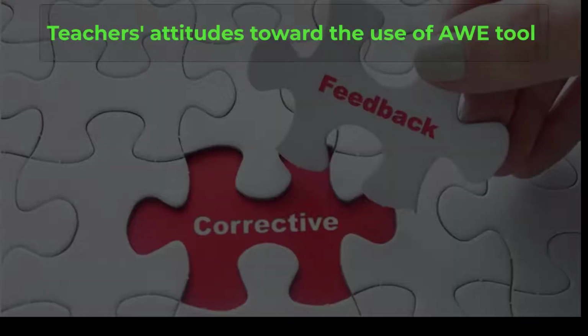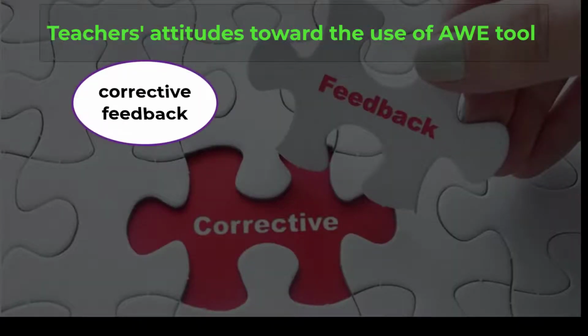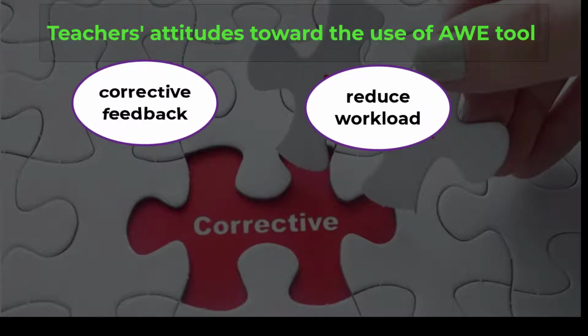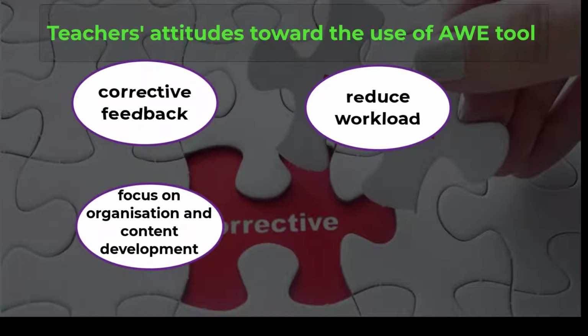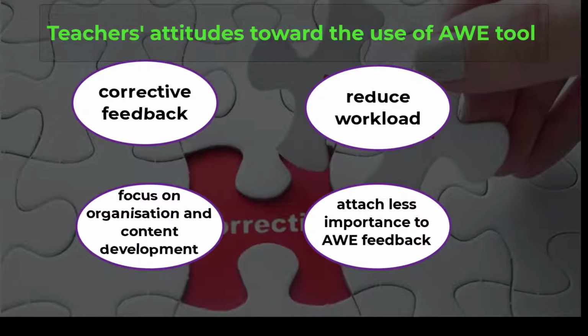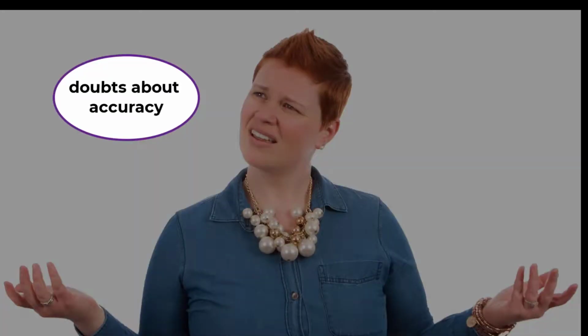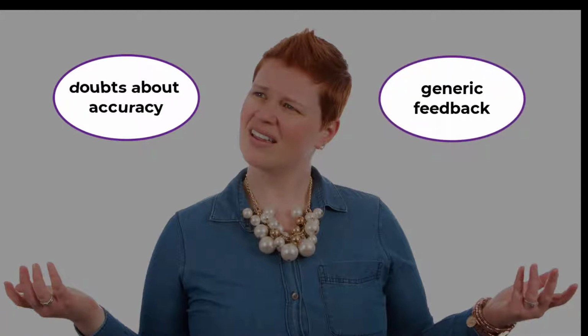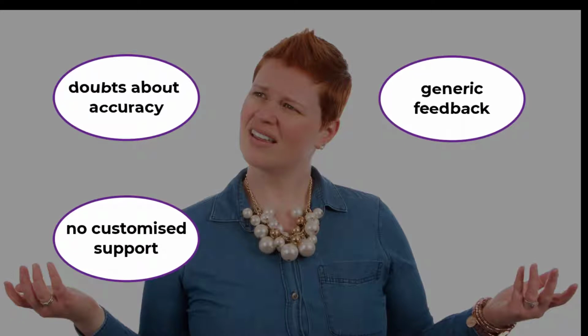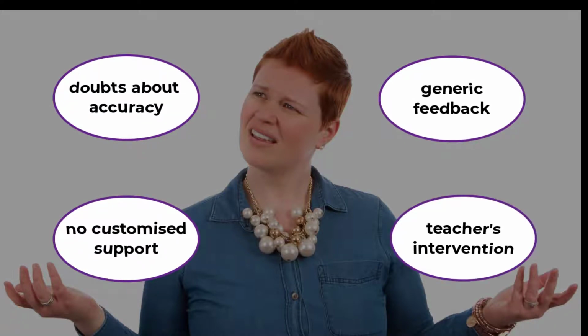Teachers mainly use the AWE tools for corrective feedback related to grammar and mechanics. This allowed tutors to reduce their workload by focusing more on content development and organization. While they welcomed the use of these tools, it was obvious that they considered the assessment and feedback much more important and meaningful. Teachers also doubted the accuracy of the feedback and mentioned that many grammatical mistakes were not picked up by the system. Feedback was generic, and students didn't receive meaningful customized support. Corrective feedback could be at times confusing and require the teacher's intervention.